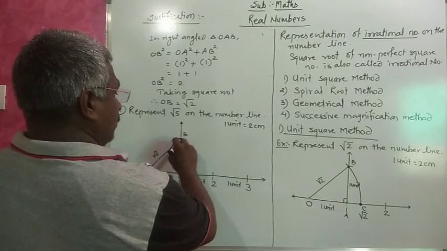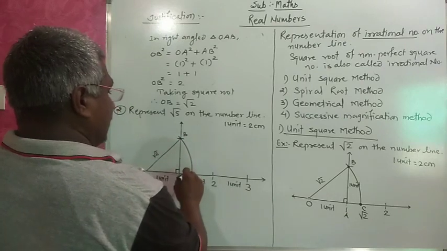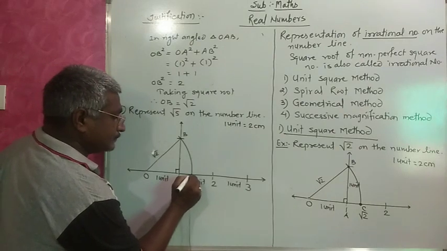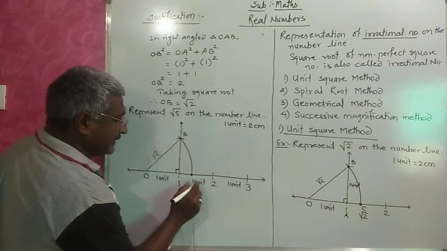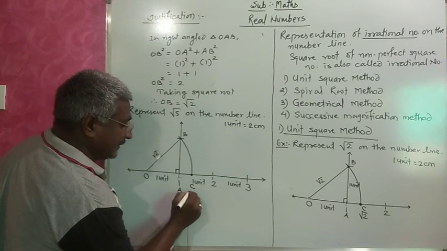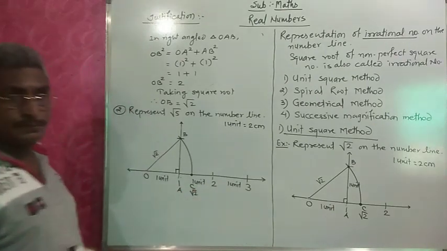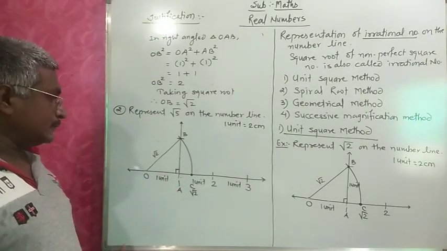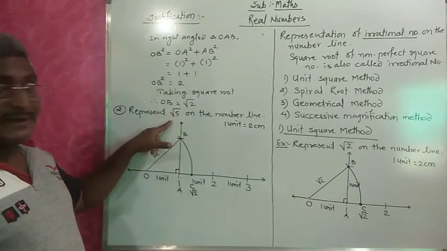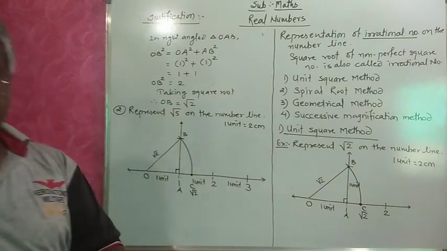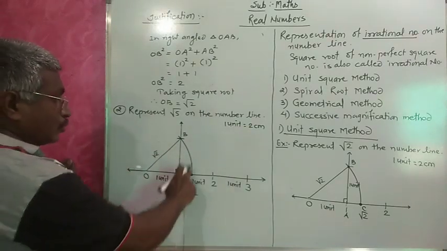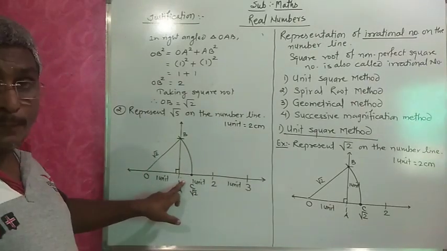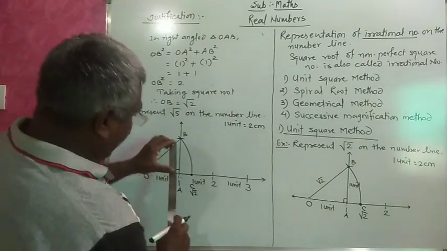Keep at O, draw the arc. Wherever this arc intersects, that point is C, and it is root 2. So the OC distance is how much? Root 2. But what has to be represented? Root 5. So the same procedure has to continue, and at root 2 we have to draw a 90-degree angle with the help of a protractor.